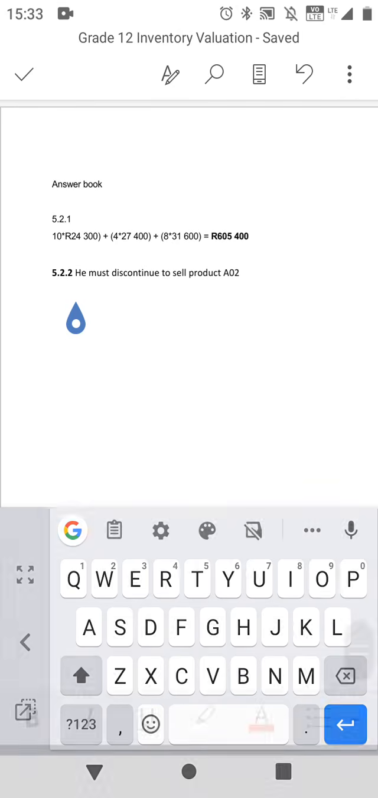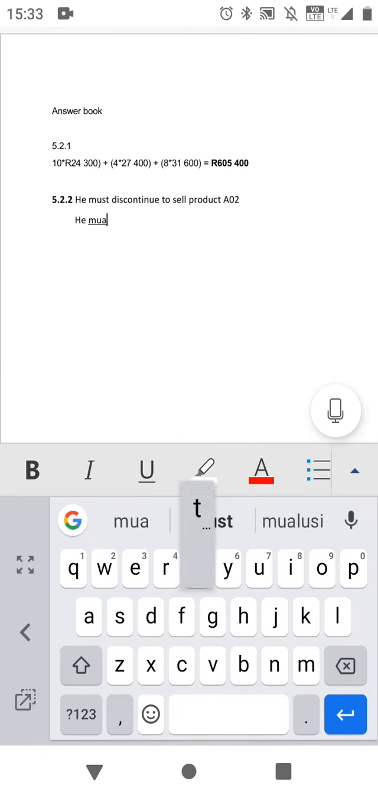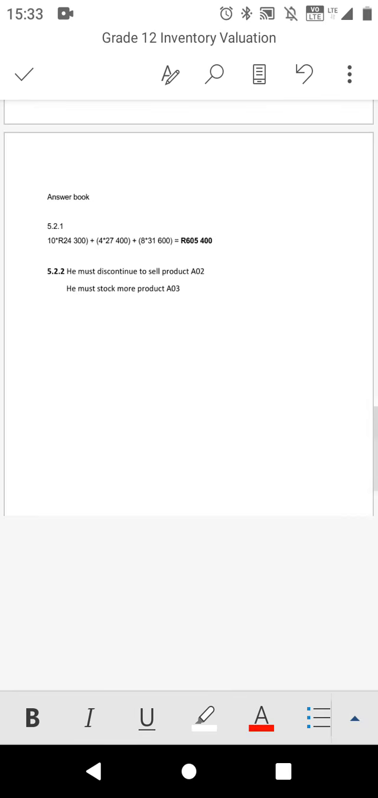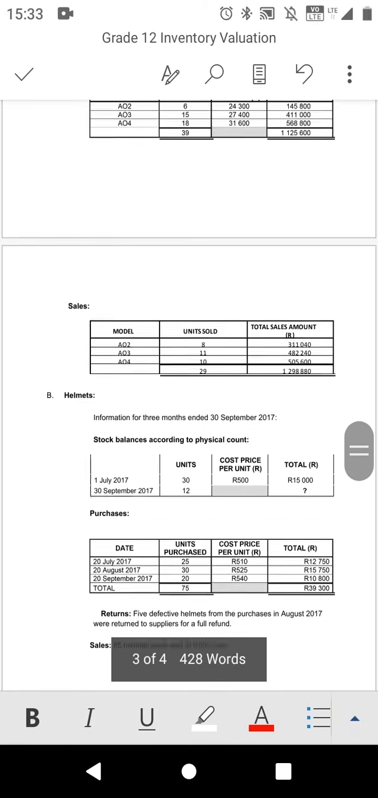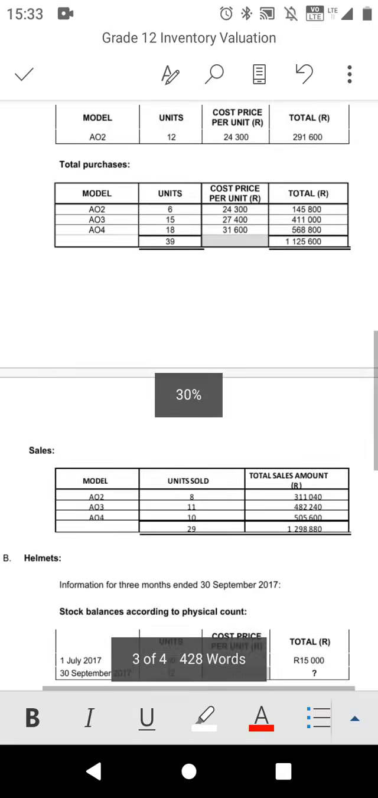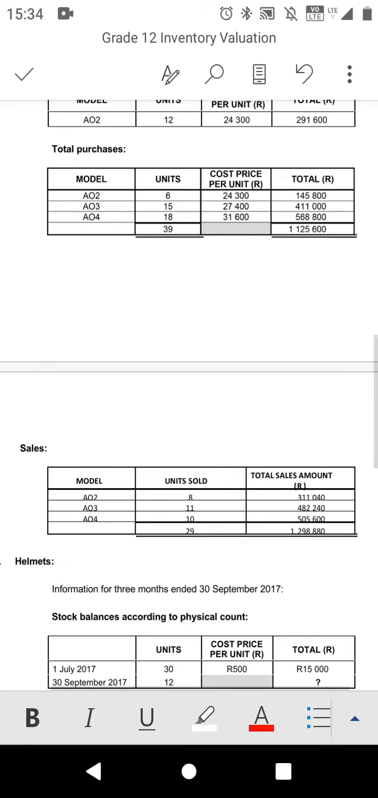What can you advise him about that? He must stock more of product A3. He must stock more because this product is really selling. Alright. What about A4? A4, he purchased 18 and he managed to sell 10, which is a little better because we sell more than a half.